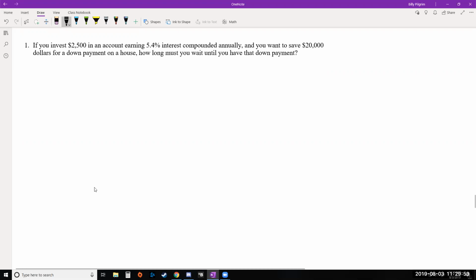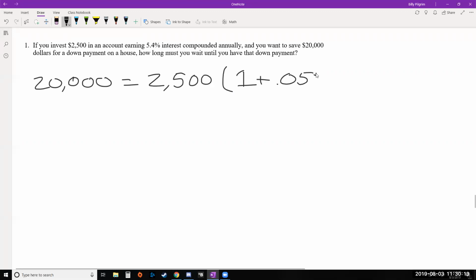So let's set this up in our equation, starting with A. Remember, A is 20,000, equals P, our principal, which is 2,500, times 1 plus R. Our interest rate was 5.4%, and as a decimal, if we move that decimal twice to the left, we get 0.054. And we're looking for T. How long will this take?